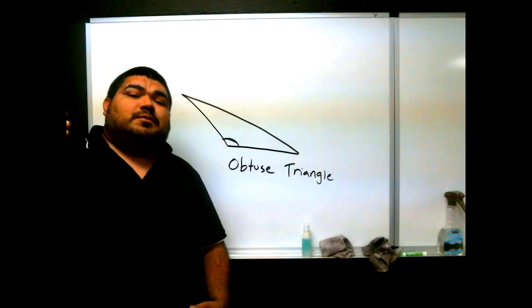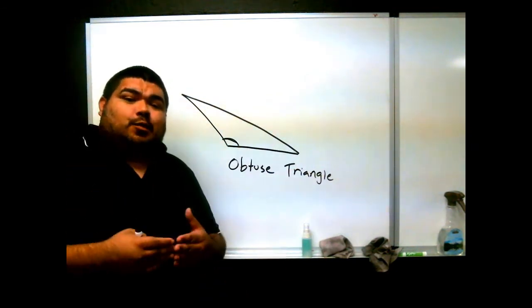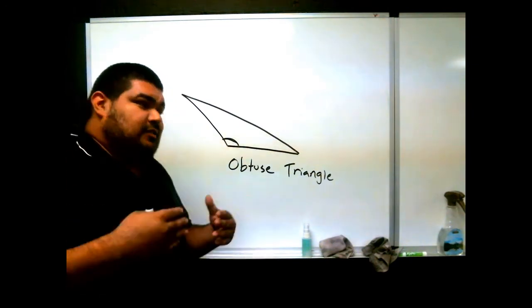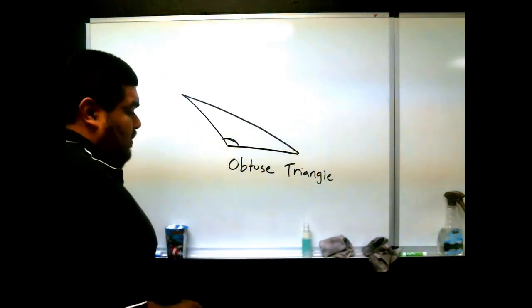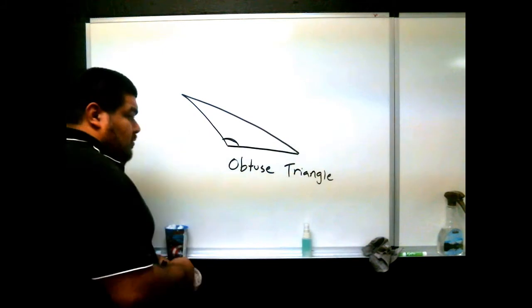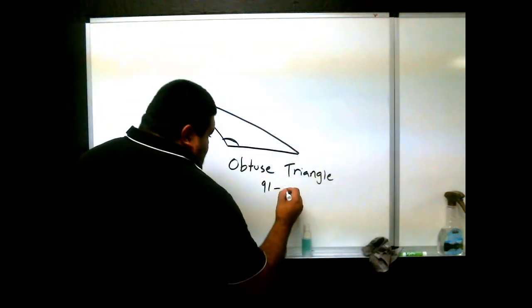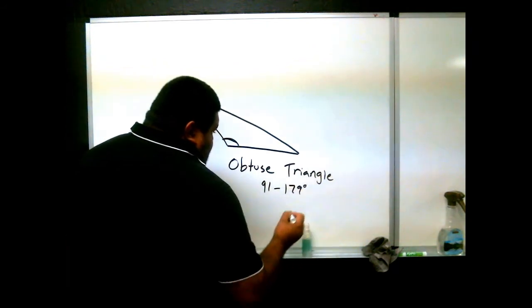So all you have to really focus on for each one of these triangles is, if you have a right angle, an obtuse angle, and what's the next one? You guys can guess? An acute, right? That's the next one we're going to focus on. So an obtuse triangle has an angle between 91 and 179 degrees, okay?